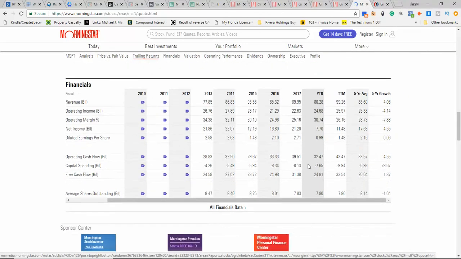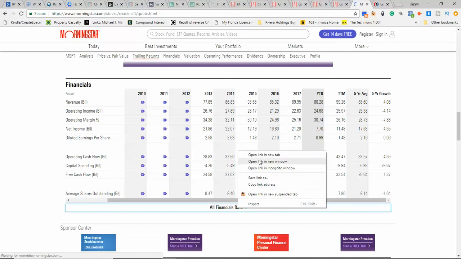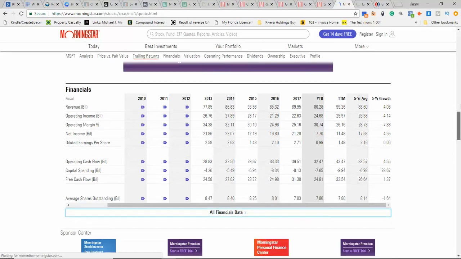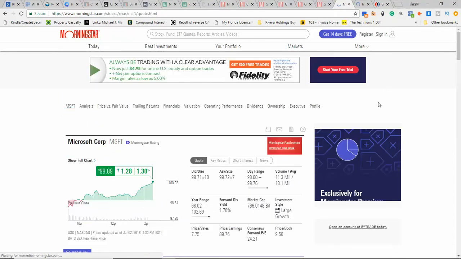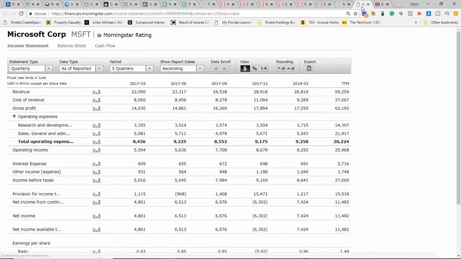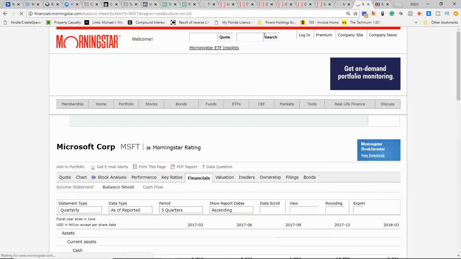We need this financial data. We need, where's share price or market cap? Market cap right here. And we need the balance sheet. That's it. Market cap on the front page and the balance sheet. That's it.